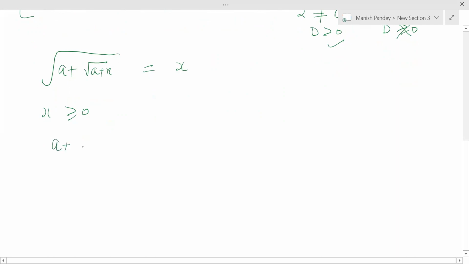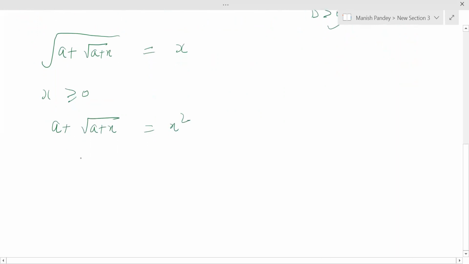Now both sides are positive, so you can square. It will become a plus root of (a plus x) equals x square. Then it becomes x square minus a equals root of (a plus x). Now the IIT paper maker wants the student to fall into a trap. In the next step you would square both sides and open it, making the calculation longer and longer, and ultimately you can be trapped.